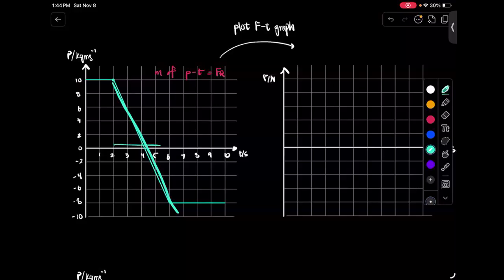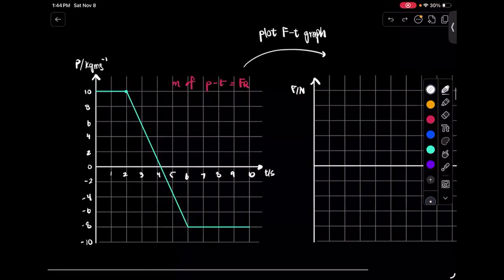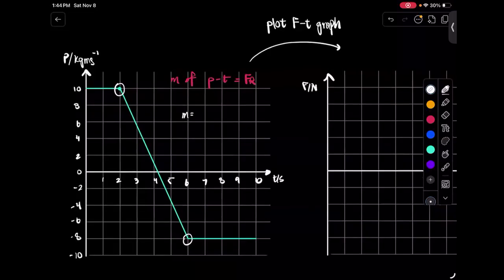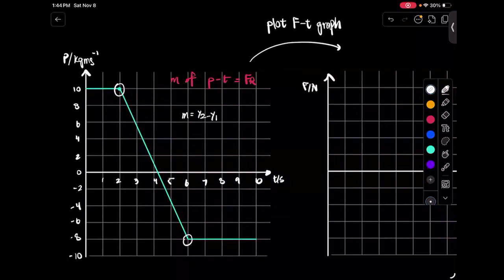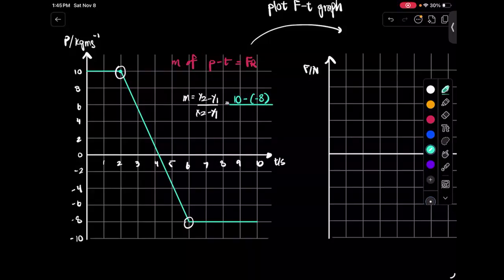So how do we find out the change in momentum? Or let's find out the slope. Let's take this point and let's take this point. Can we calculate the slope of this? Change in y over change in x. So y2 minus y1 over x2 minus x1. What is y2 minus y1? So this is 10 minus -8. Make sure you use the signs correctly. Divide by x2 minus x1. What is x2 minus x1? That's 2 minus 6. The slope turns out to be what?